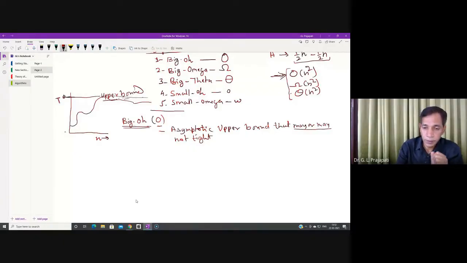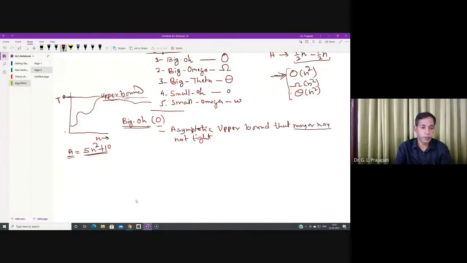So when we have some algorithm A, say for example, you come to know that A requires time 5n square plus 10, some sort of polynomial. So this is the number of operations required by the algorithm A.